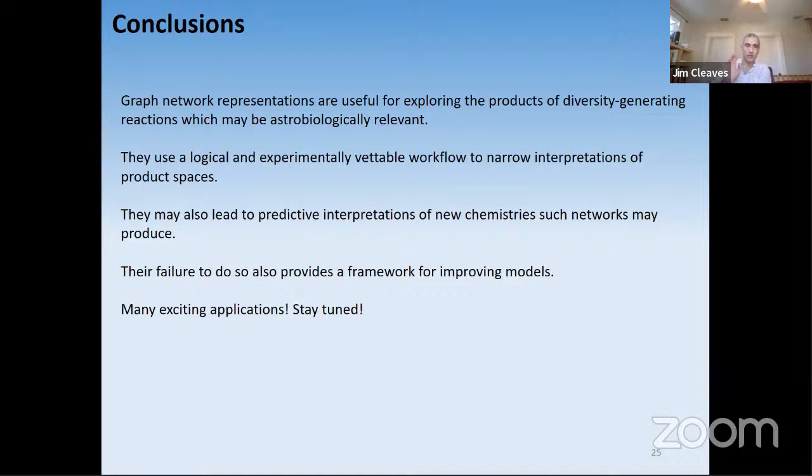You can construct a very logical and experimentally vettable workflow for interpreting these things. This can allow the discovery of entirely new types of chemistries and potentially models for the origin of life. And even when it fails, it allows you a way to refine your model and make it more predictive.